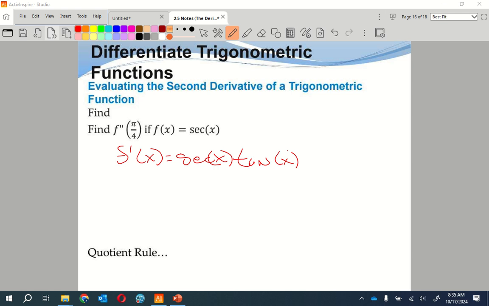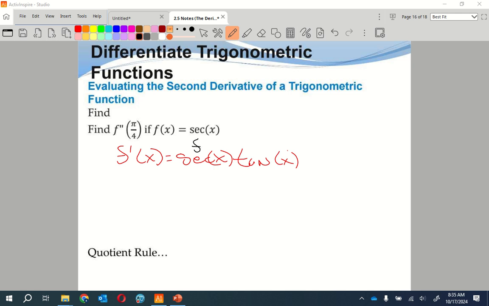Now to do my second derivative here, what's happening in between the secant and the tangent? Christian, what's happening there? What's the operator that's going to be in between those two things? Multiplication, very good. So if it's a multiplication, then I know that my next step has to have a product rule. So if it's going to have a product rule, let's go ahead and do my product rule.